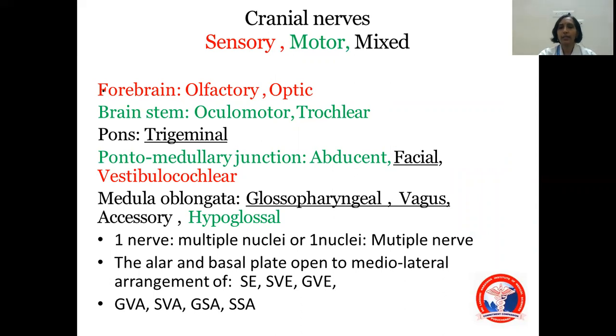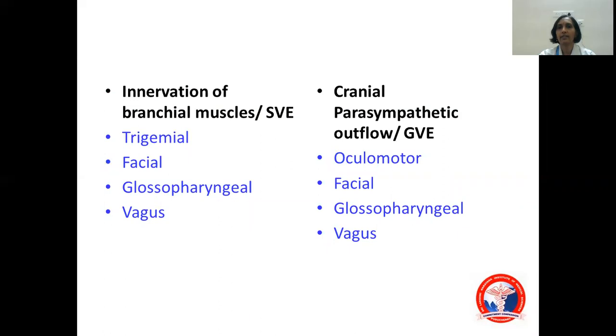The arrangement of the cranial nerve nuclei is more prominent or more important for the formation of different functional aspects of the cranial nerves. The trigeminal, facial, glossopharyngeal and the vagus nerve are the nerves which innervate the muscles arising from the pharyngeal arches, whereas the parasympathetic cranial outflow is carried through the oculomotor, facial, glossopharyngeal and vagus nerve.